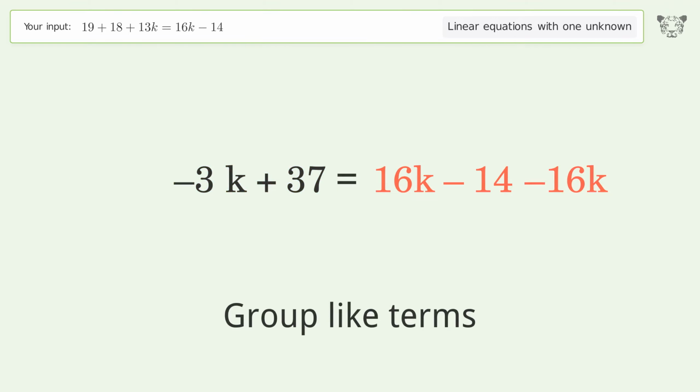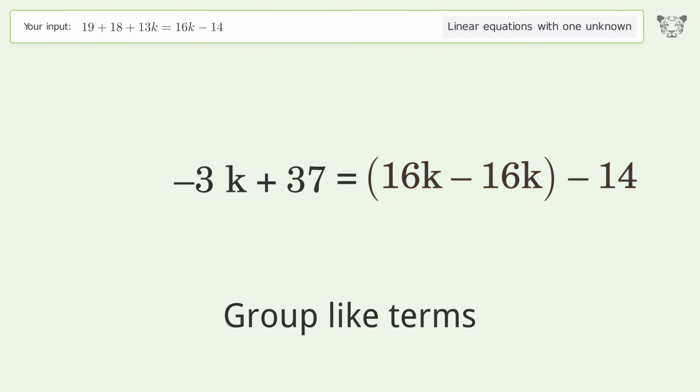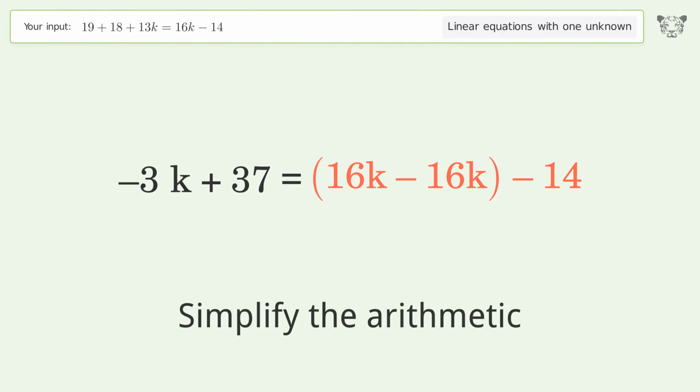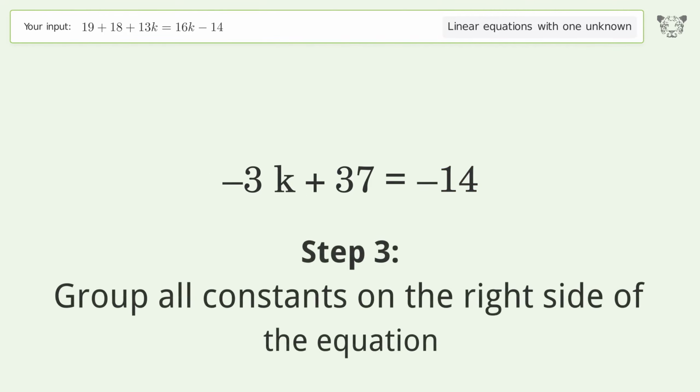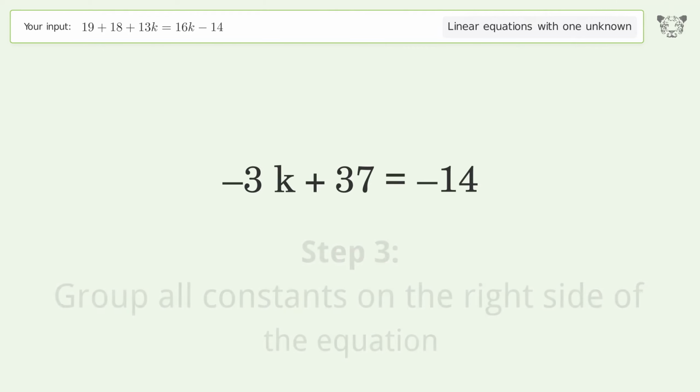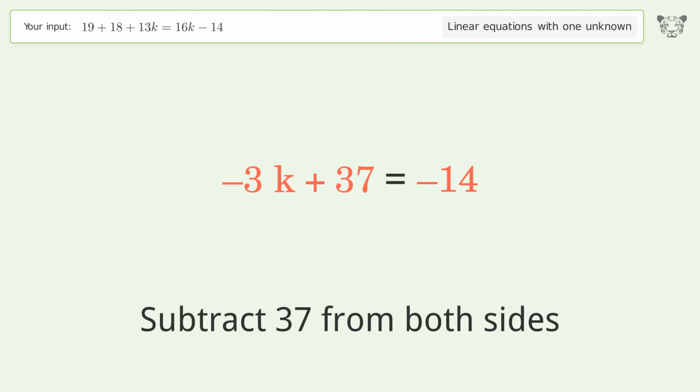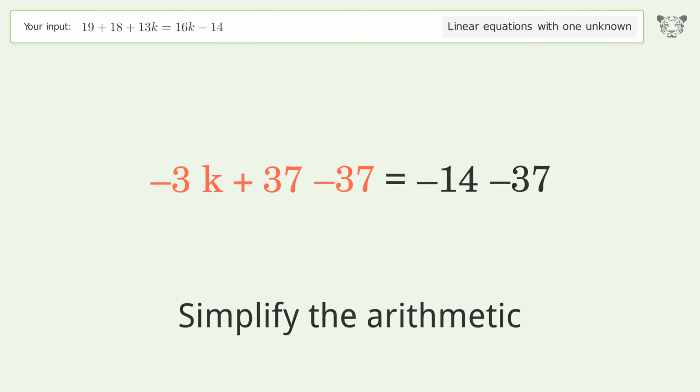Group like terms. Simplify the arithmetic. Group all constants on the right side of the equation. Subtract 37 from both sides. Simplify the arithmetic.